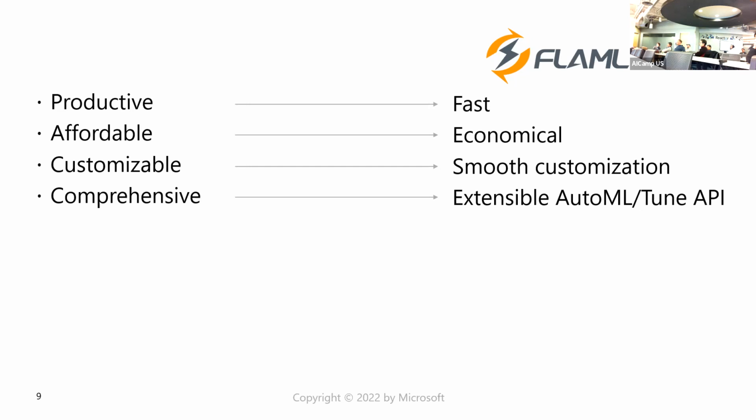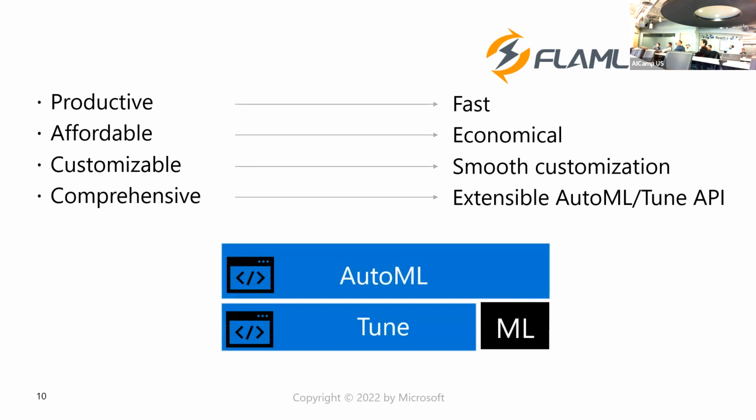Most existing tools fail to meet all these requirements, so we designed FLAML, an open source library for AutoML and tuning. It strives to be fast, economical, customizable, and extensible. We build a high performance and robust tuning layer, and then we build the AutoML layer transparently on top of it. The machine learning component uses existing machine learning libraries as black boxes.